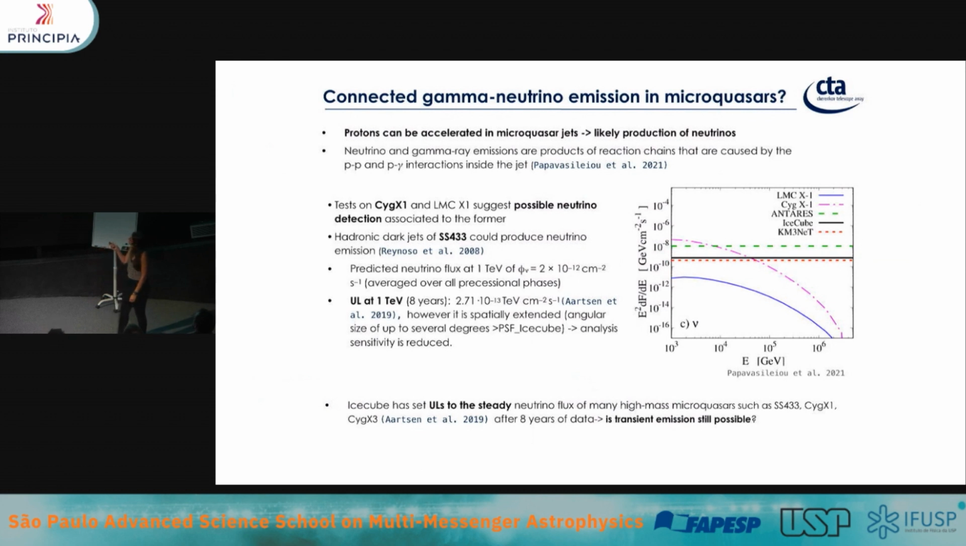Just a few short words. There are some expectations also to have neutrino emission in microquasars, and there are some results by IceCube. You can check the paper. They have not detected any emission coincident with any microquasar, but I think it's really nice to read if you are interested in the topic.